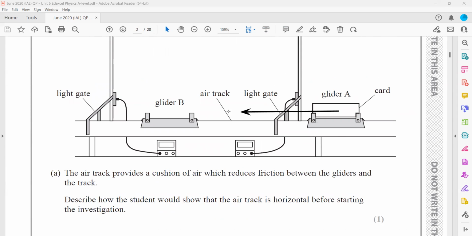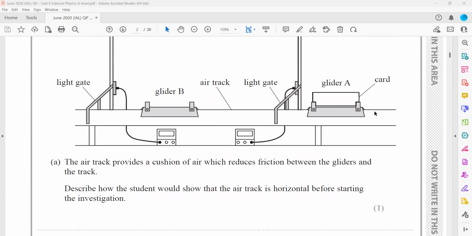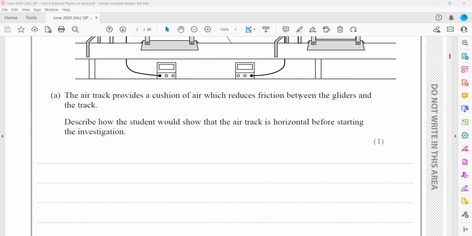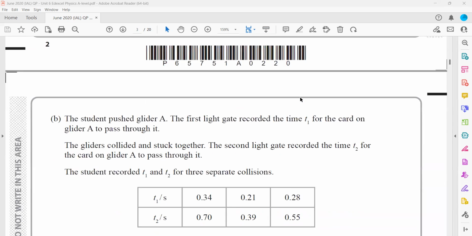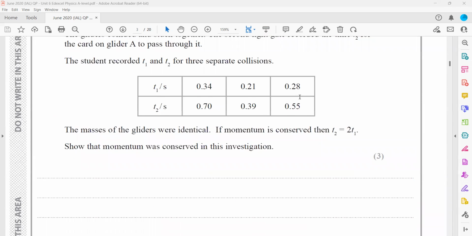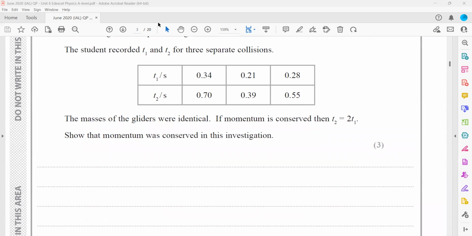So, pushing glider A, it moved towards glider B, and then they moved together with each other. The student recorded the time it takes to cross the first light gate and the second light gate, and using the length of the card and the time, we can work out the speed. The student recorded T1 and T2 for three separate collisions. This is T1 and the other one is T2. The masses of the gliders were identical.